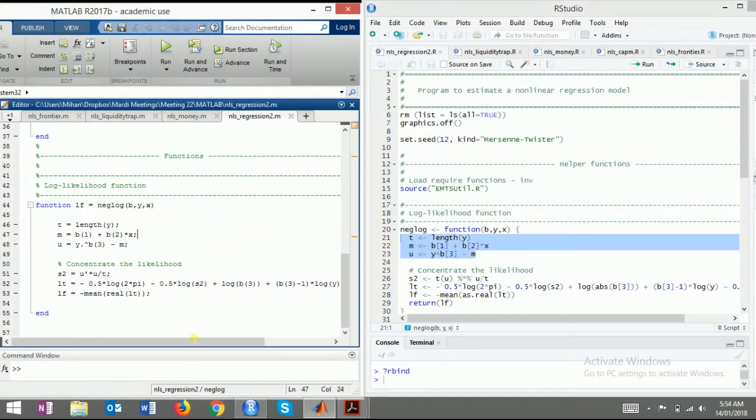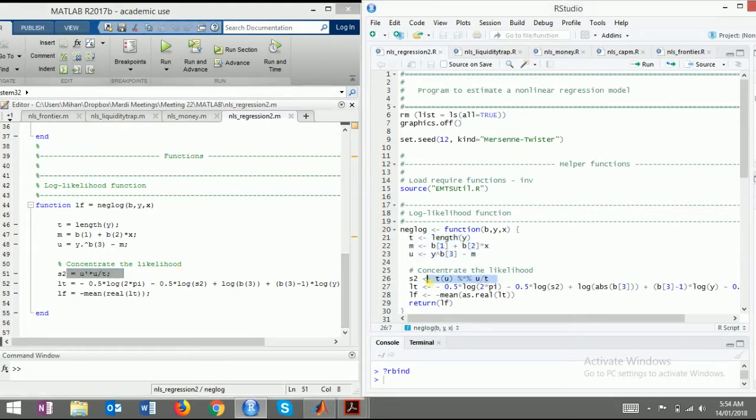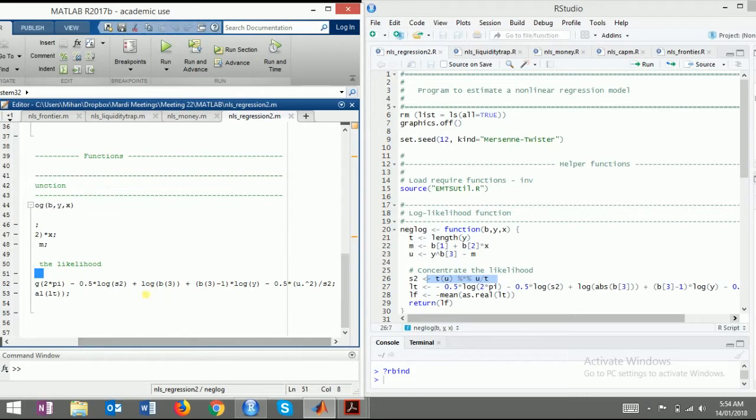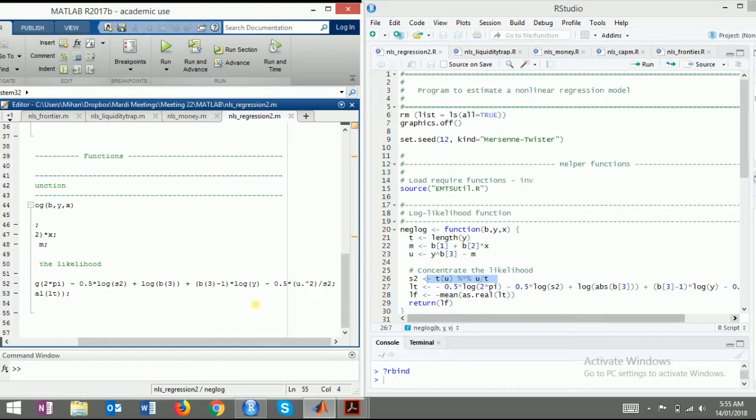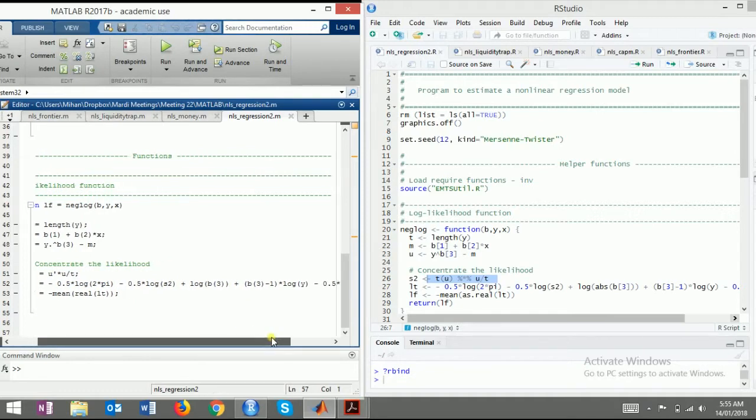Then concentrating the log likelihood function, the concentrated log likelihood: sigma square is the regular u square by T, and then log of beta 3, plus beta 3 minus 1 into log y, minus 0.5 u square by sigma square. Beta 3 minus 1 into log y.